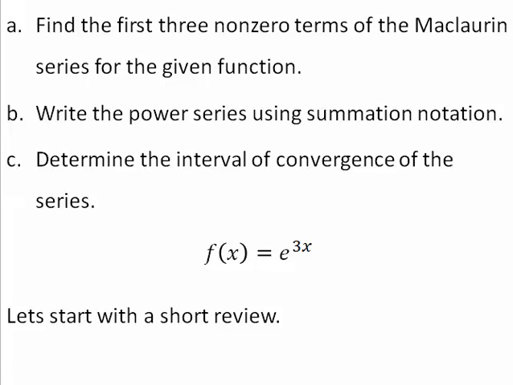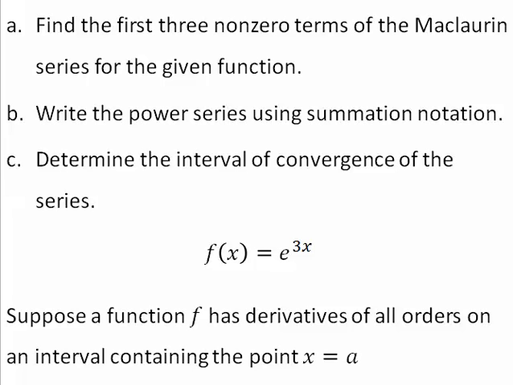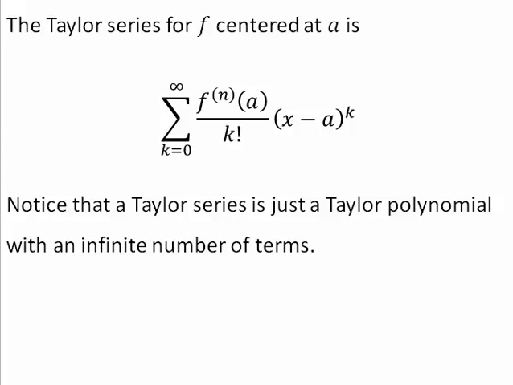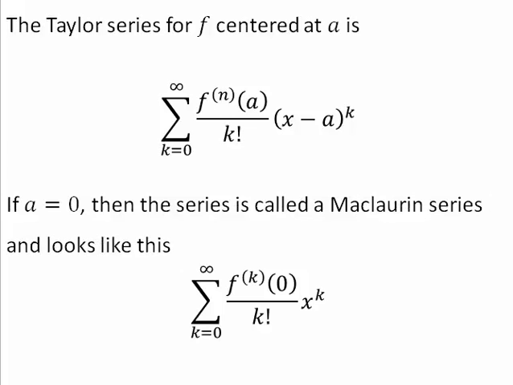Let's start with a short review. Suppose a function f has a derivative of all orders on an interval containing the point x equals a. Then the Taylor series for f centered at a is defined to be this power series. Notice that a Taylor series is just a Taylor polynomial with an infinite number of terms. If a equals 0, then the series is called a Maclaurin series, and the derivatives will be evaluated at 0, and x minus a just becomes x.